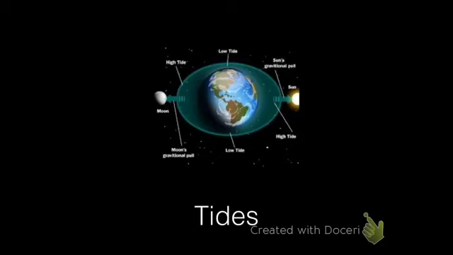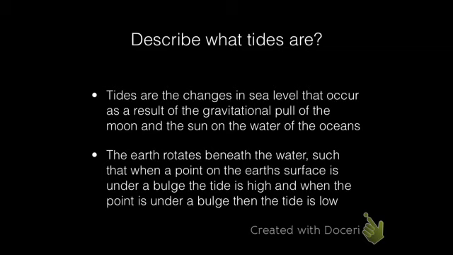Okay, our PowerPoint has to do with tides, and tides are the periodic changes in water level that occur along the coastal lines. Describe what tides are. Tides are the changes in sea level that occur as a result of the gravitational pull of the moon and the sun on the water of the oceans.